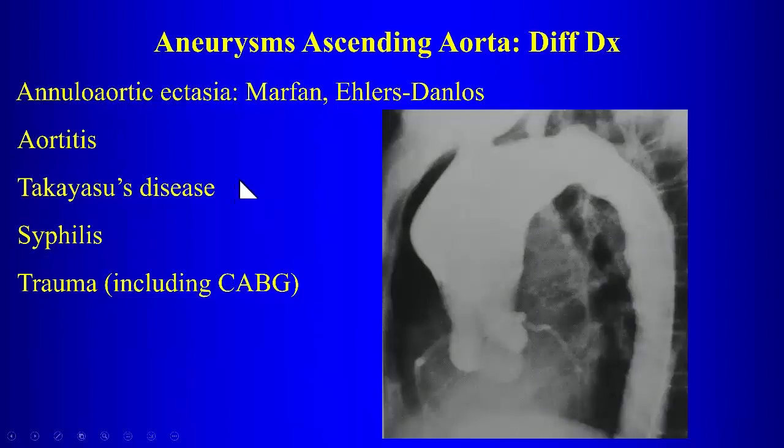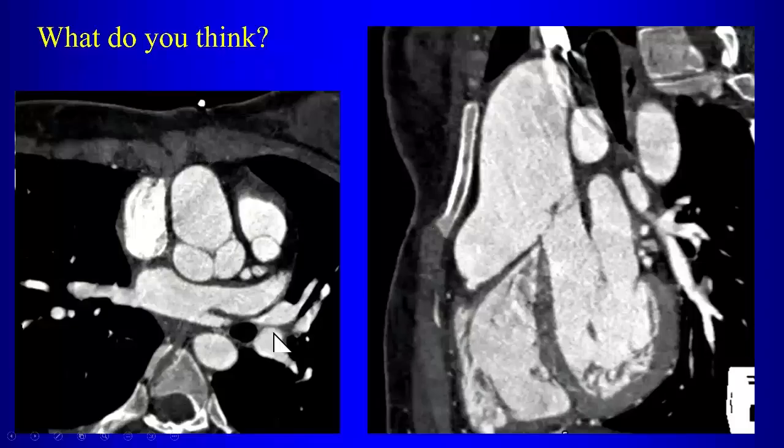Okay. The differential for aneurysms of the ascending aorta: of course, annulo-aortic ectasia, which can be Marfan's or Ehlers-Danlos. Aortitis, vasculitis can give you aneurysms of the ascending aorta, like Takayasu's disease. Syphilis, we don't see that much anymore, but that can also give you aneurysms of the ascending aorta. And trauma, including prior surgery, can also result in an aneurysm, or really a pseudoaneurysm, of the ascending aorta.